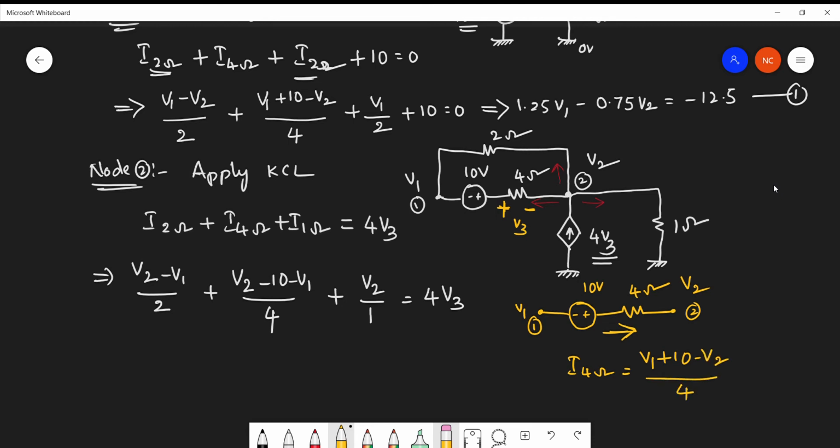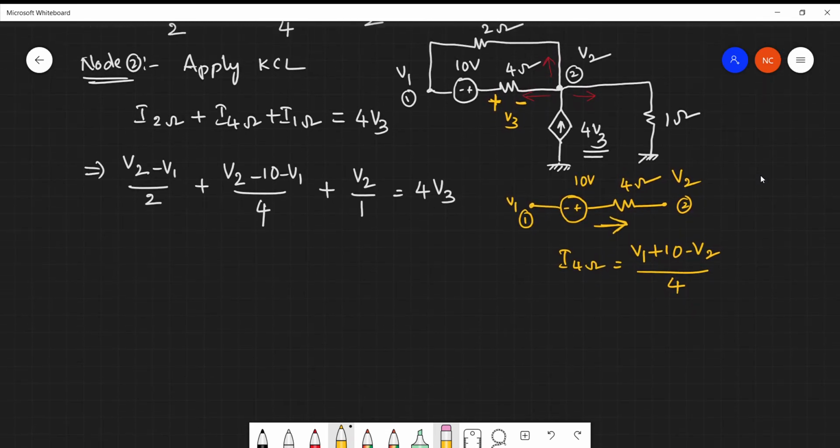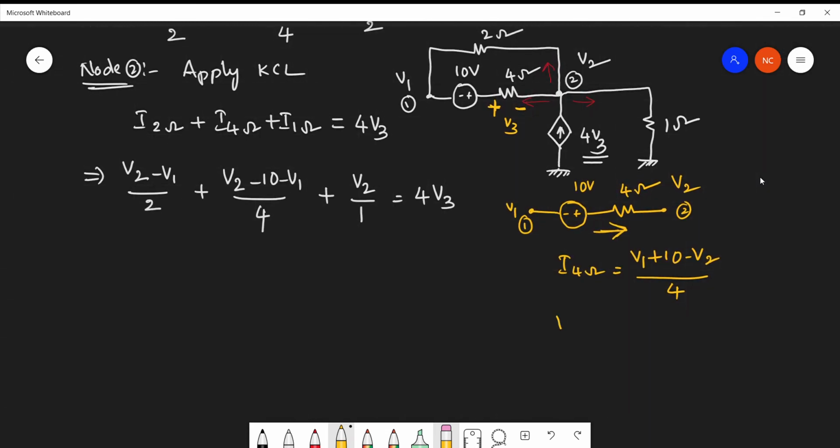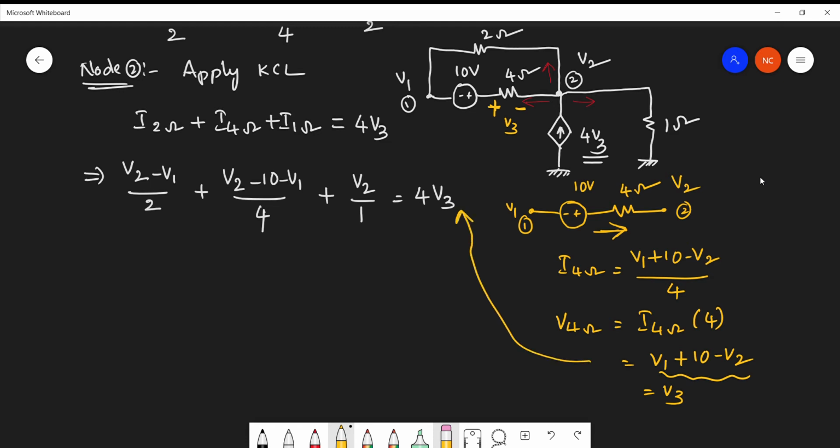This is the current. So now can we calculate the voltage drop across the 4 ohm resistor? Yes. So voltage across the 4 ohm resistor is nothing but current passing through 4 ohm times 4. There you can get V1 plus 10 minus V2 simply. Is that not equal to V3? Yes. So now you substitute this particular relation in this particular equation. Okay, so there you get the equation in terms of V1 and V2.